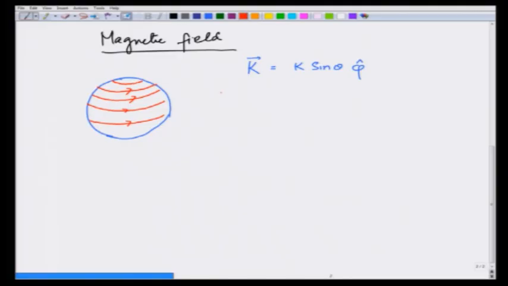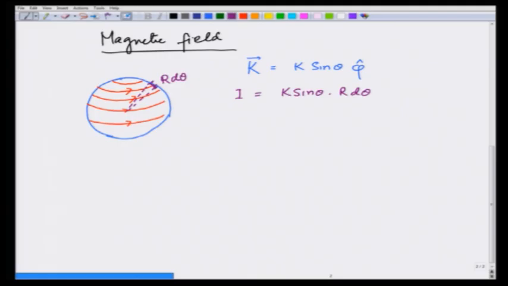Therefore, if I were to ask how much is the current at a certain point passing through this line, then you recall that this length is going to be r d theta. So, the current through this small r d theta is going to be K sin theta times r d theta in the phi direction.